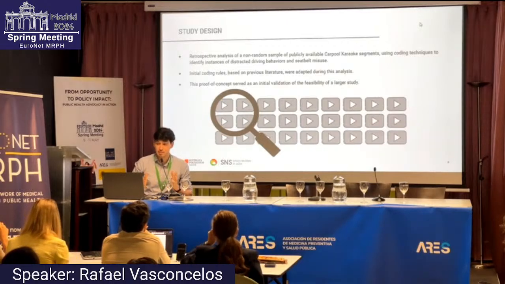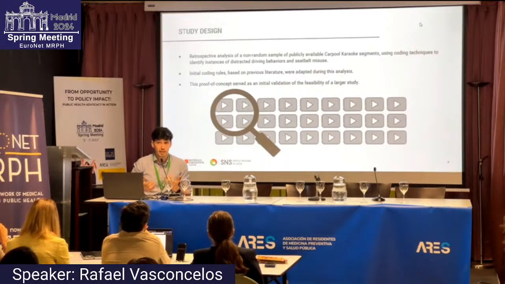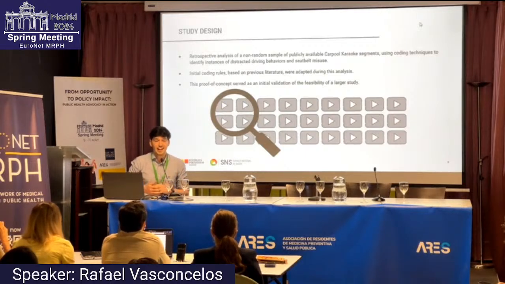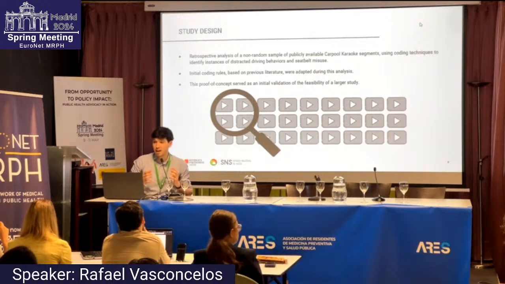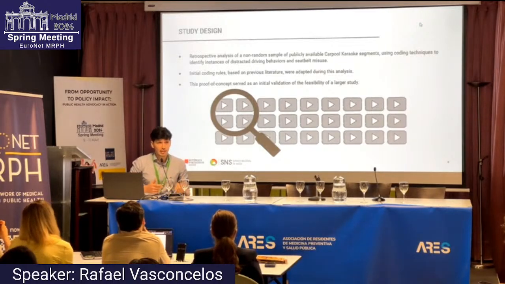This was a proof of concept study, so what I'm presenting is very preliminary. We just wanted to be sure we were able to do it. Since the software we are using is very expensive and we have no funding, we wanted to know if this was feasible. So from a non-random sample of segments, we used coding techniques and looked at both distracted driving behaviors and seatbelt misuse. Initial coding rules were based on the reports I showed you, and then we adapted them to what we were seeing in the coding process.